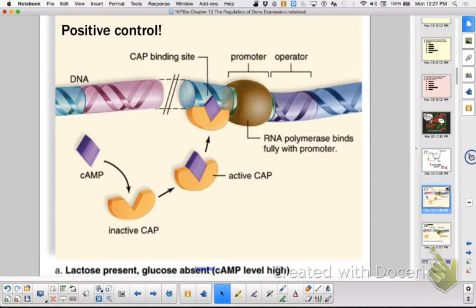Okay? But if I don't have glucose, then I want lactose. So this is the way I can signal that. I can have cyclic AMP build up in the absence of glucose. It will turn on the transcription factor, and now RNA polymerase will bind to the promoter.